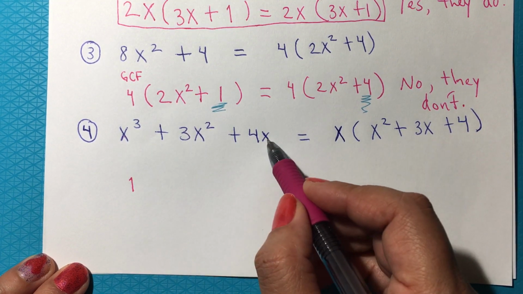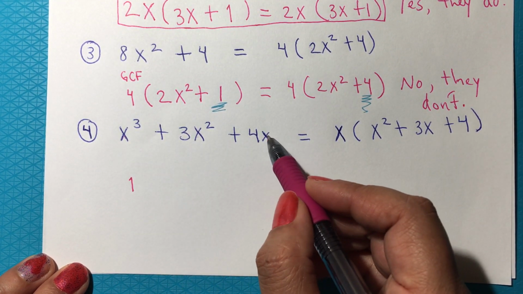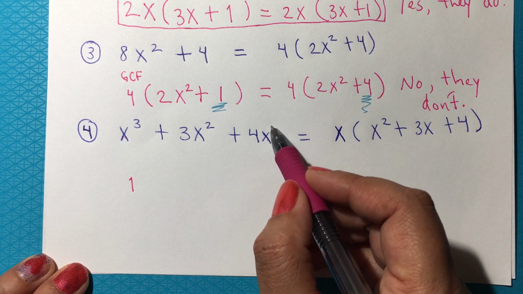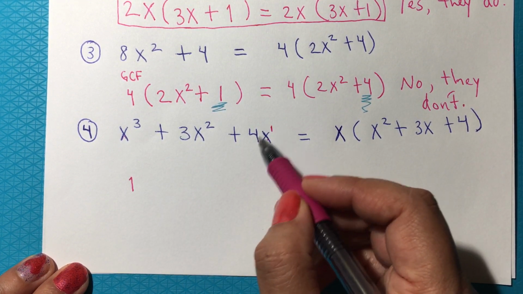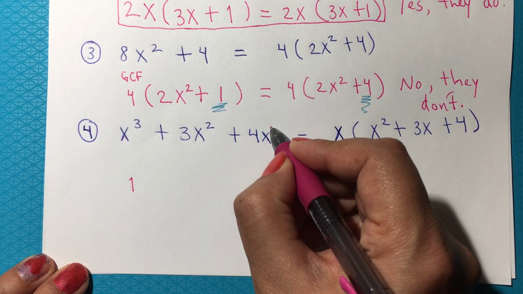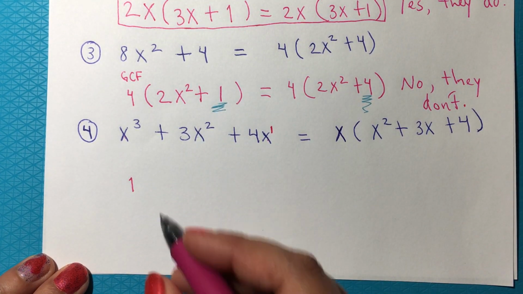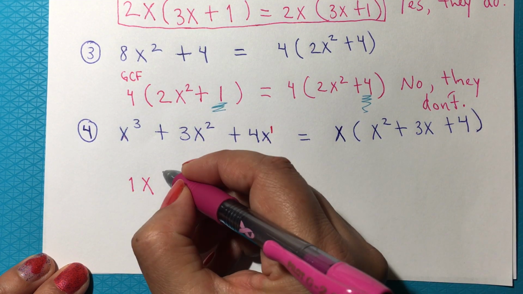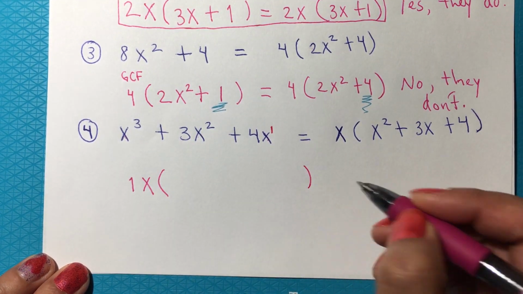Then we look at the variables. Do we have variables in all of them? Yes. And the smallest exponent is this one that doesn't have it. So when you don't have an exponent, that means that there is a 1 in there. So we put 1x, we only need x, and start with our parentheses.